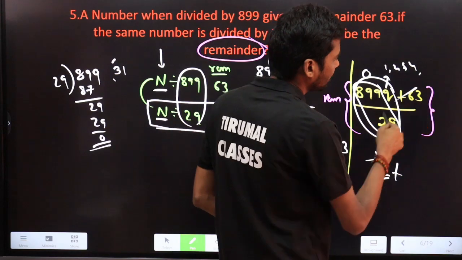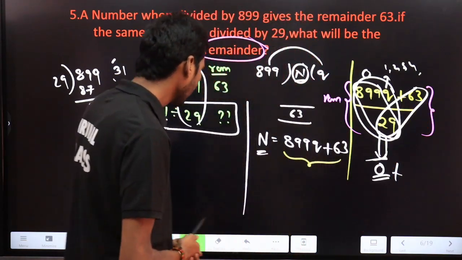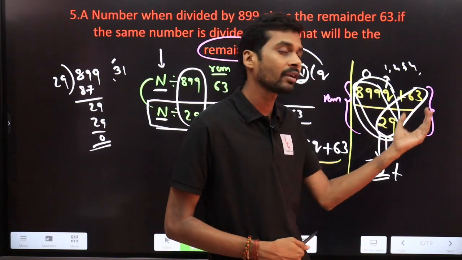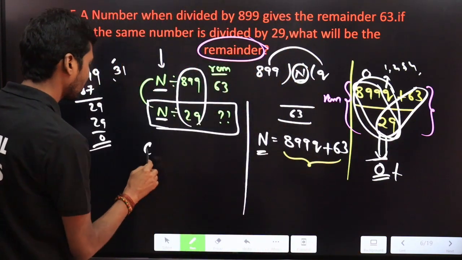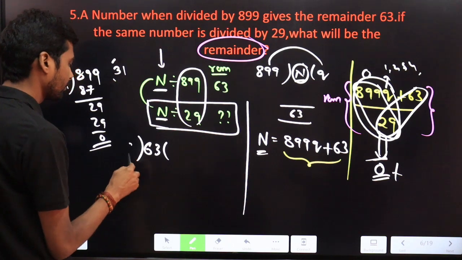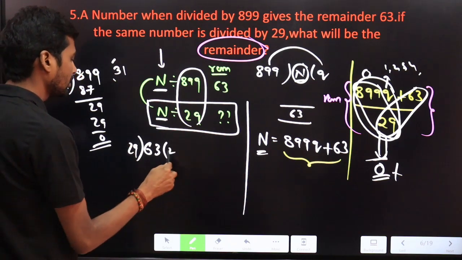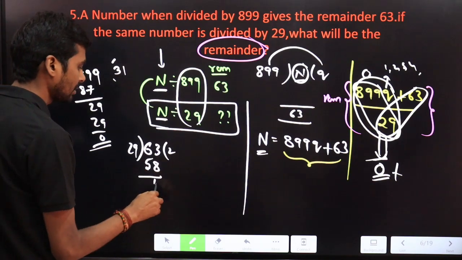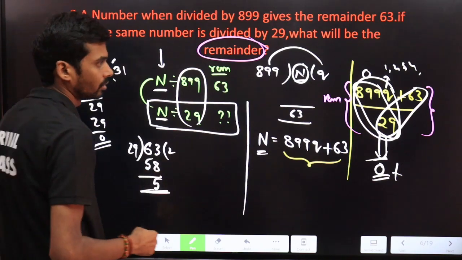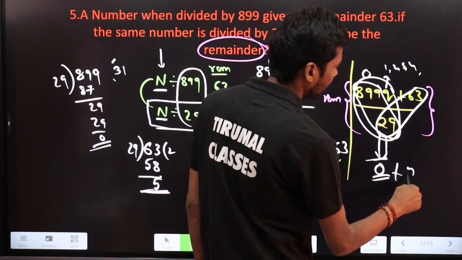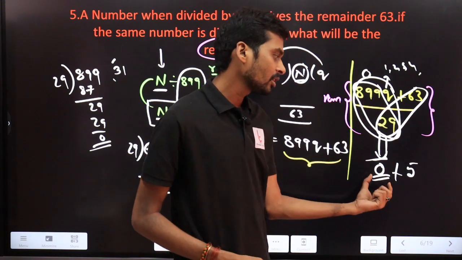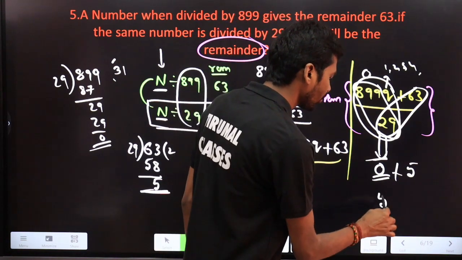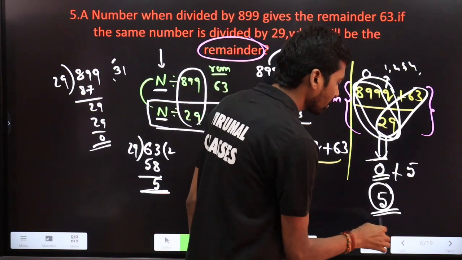Now next you take this part, 63 by 29, because you can split it as remainder of 899q by 29 plus remainder of 63 by 29. So remainder of 63 by 29: 29 2s are 58, 63 minus 58 is 5. So the remainder is 5. For this part I got the remainder 0, for this part I got the remainder 5. So 0 plus 5 is 5. This is our final answer.